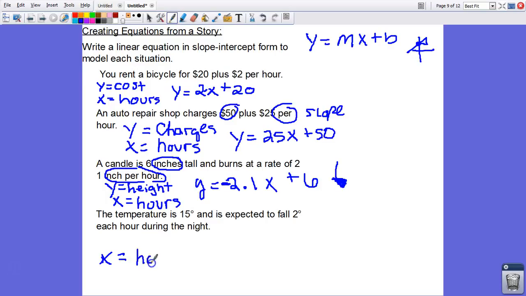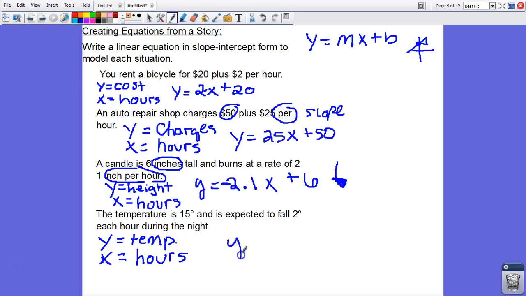Again, hours. It looks like hours is the independent variable in each of these. Be careful, that's not always going to be the case. You have to think to yourself, what are we looking for? In this case, we're looking for the temperature, and that's going to be our output, our Y value, our dependent. And then what is it dependent on? In this case, it's hours, temp.